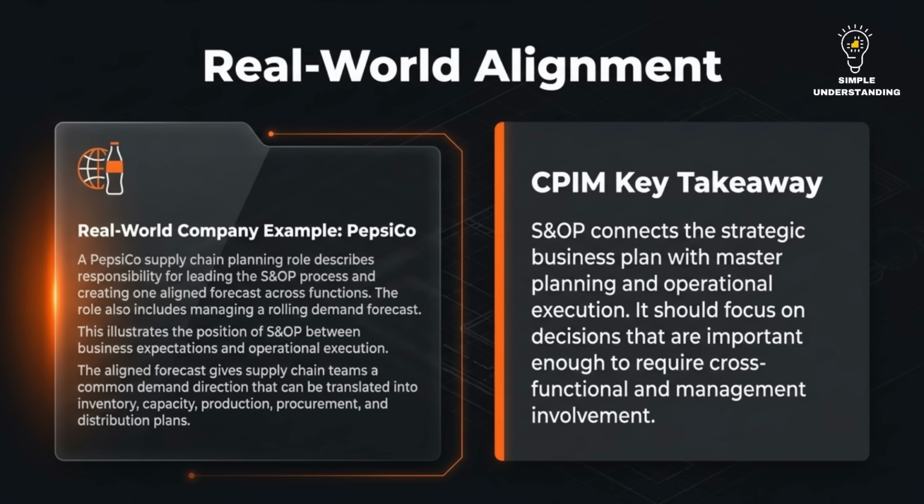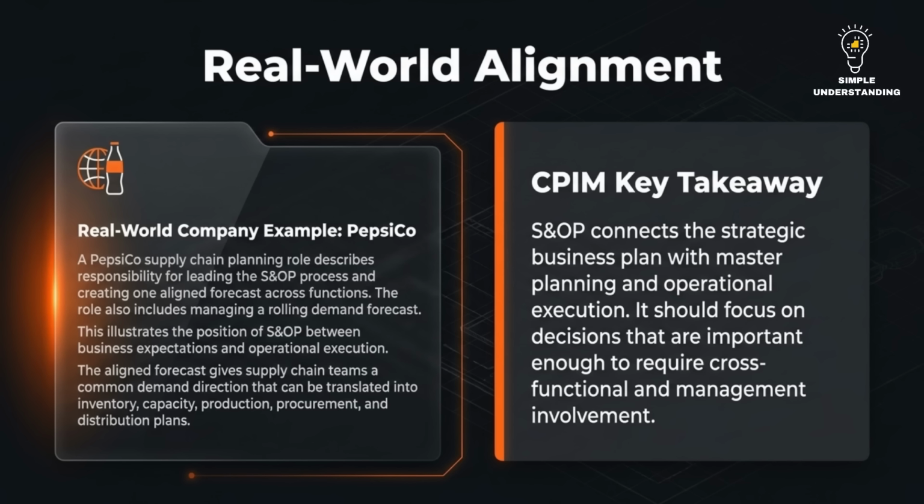Real-world company example, PepsiCo. A PepsiCo supply chain planning role describes responsibility for leading the S&OP process and creating one aligned forecast across functions. The role also includes managing a rolling demand forecast. This illustrates the position of S&OP between business expectations and operational execution. The aligned forecast gives supply chain teams a common demand direction that can be translated into inventory, capacity, production, procurement, and distribution plans. Without this connection, different functions could prepare different assumptions and make conflicting decisions.